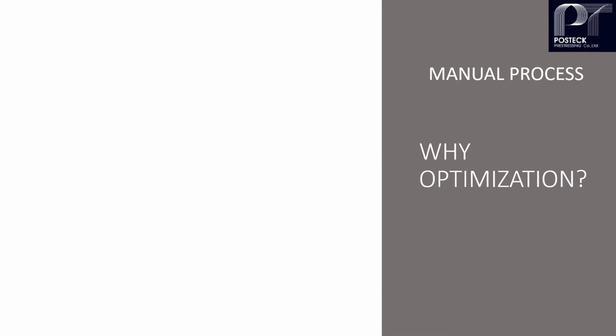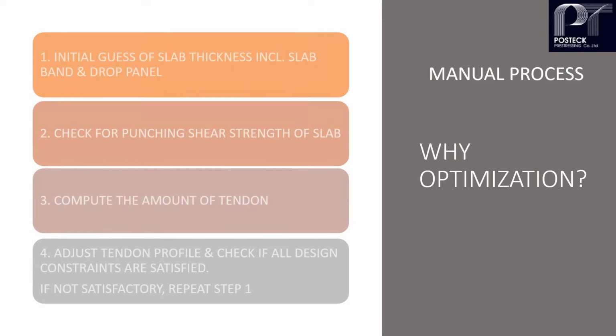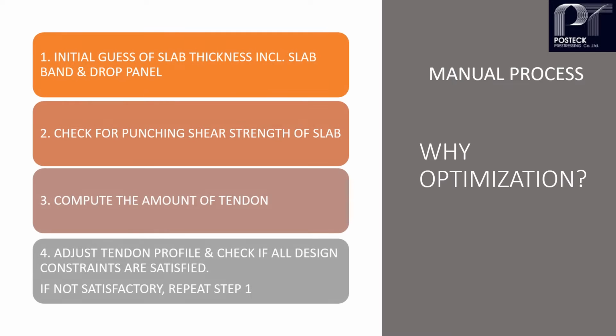Why optimization? The main purpose of optimization is to make things better. We normally do optimization in our daily design routine. This might start with 1. Initial guess of slab thickness including slab band and drop panel. 2. Check for punching shear strength of the slab. 3. Compute the amount of tendon required. 4. Adjust tendon profile and check if all design constraints are satisfied. If the design is not satisfactory, then repeat step 1 again and again. This sounds like tedious work ahead.